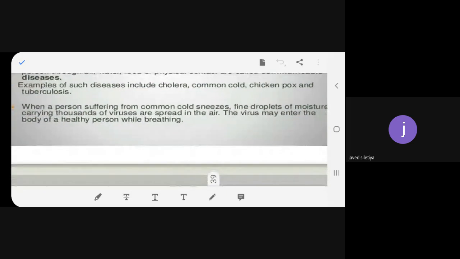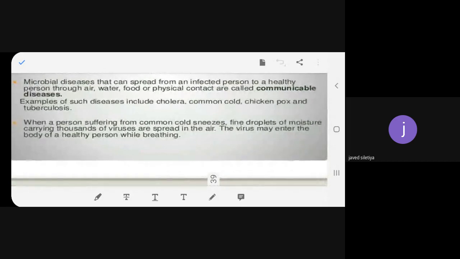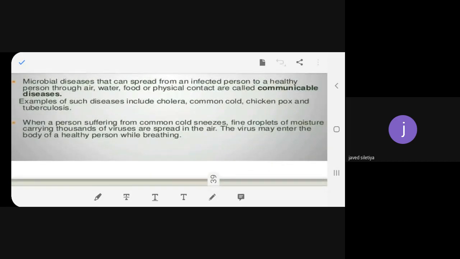The last point, please continue, Mariam. When a person suffering from common cold sneezes, flying droplets of moisture, carrying thousands of viruses, are spread in the air. The virus may enter the body of a healthy person while breathing.